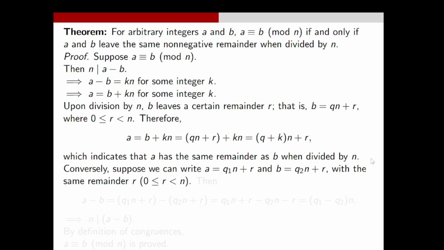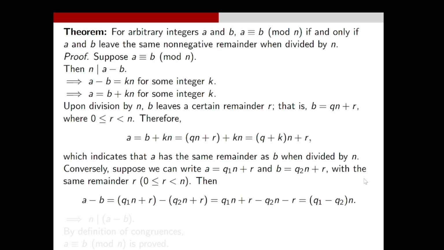Conversely, suppose we can write a equal to q1 n plus r and b equal to q2 n plus r with the same remainder. Note that the remainder is always greater than or equal to 0 and less than the divisor. In this situation, the divisor is the positive integer n, so r is less than n.